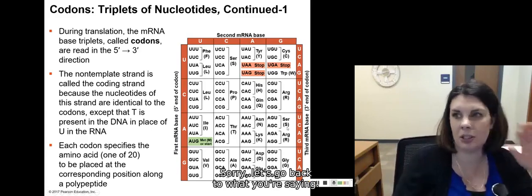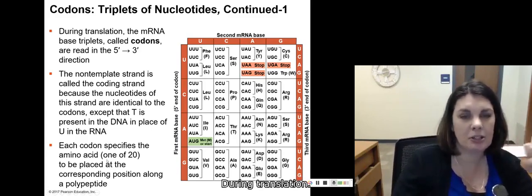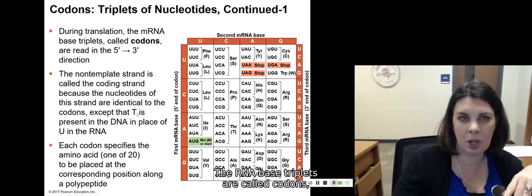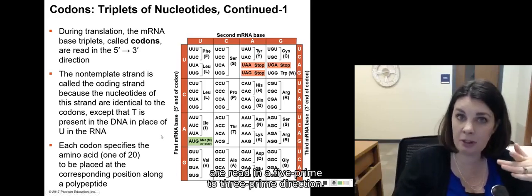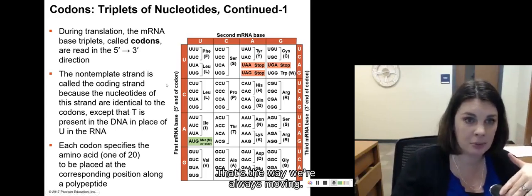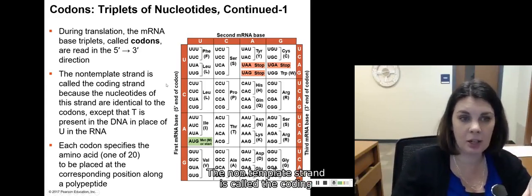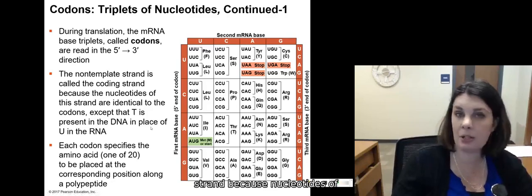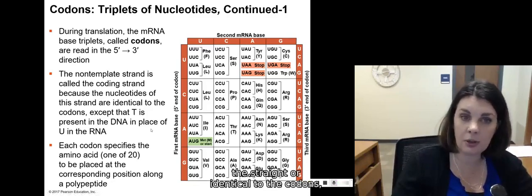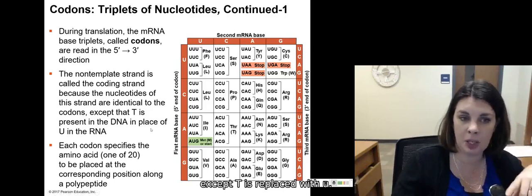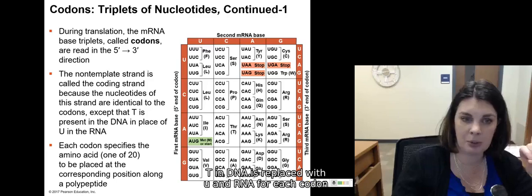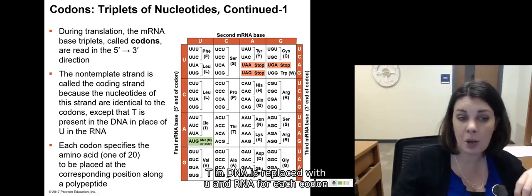So let's go back to what your slide is saying. During translation, the RNA-based triplets are called codons, and they're read in the 5' to 3' direction. That's the way we're always moving. The non-template strand is called the coding strand because the nucleotides of the strand are identical to the codons, except T is replaced with U. T in DNA is replaced with U in RNA.